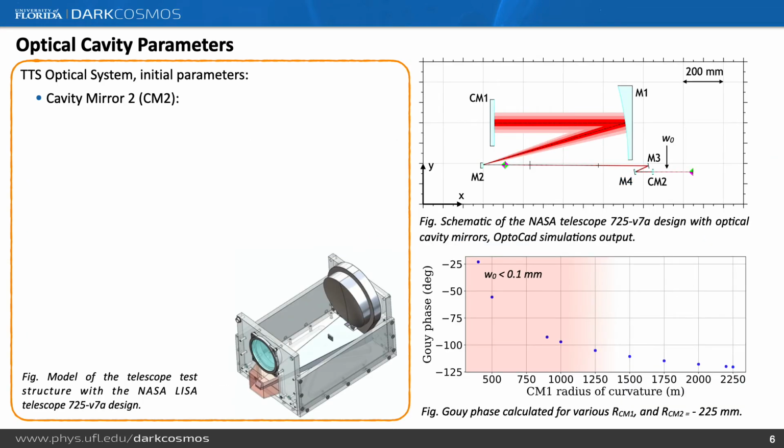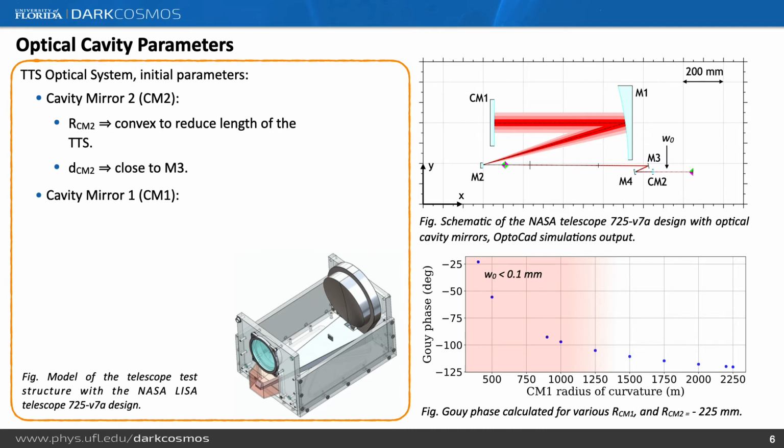We start our simulations with finding initial cavity parameters that give a stable cavity. The visualization of the optical cavity and the telescope simulation frame is present on the top right of the slide. Cavity mirror 2, or CM2, is placed close to the M3 mirror to reduce the size of the TTS, thus the cavity mirror has to be convex, as it is placed behind the telescope pupil. The beam waist will be located behind the CM2.